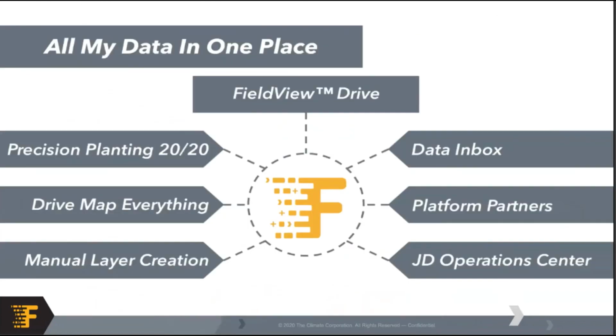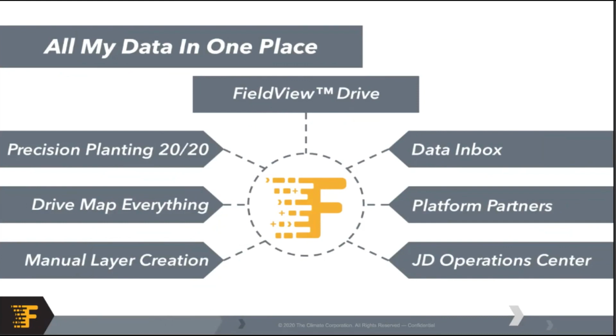Now, this is something Carl's going to dive in a little bit more, but just to set the stage of what are the different ways I can get my data in. I'd mentioned the Precision Planning 2020 and the FieldView Drive as avenues to stream your data from the cab. And then as we go around this flywheel, you've got data inbox, which is, hey, I'm using Ag Leader, got all my data in Ag Leader. I can pull that USB stick out of the monitor and I can upload that data into FieldView.